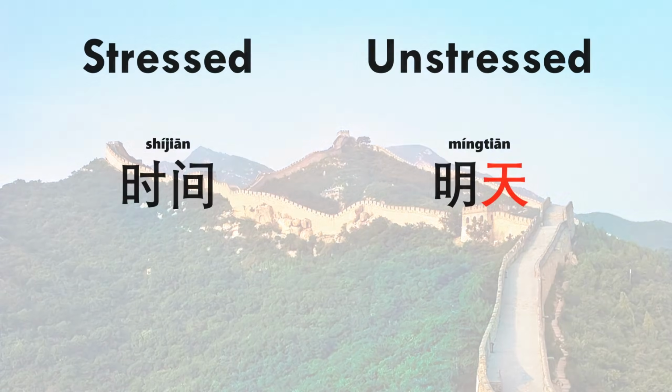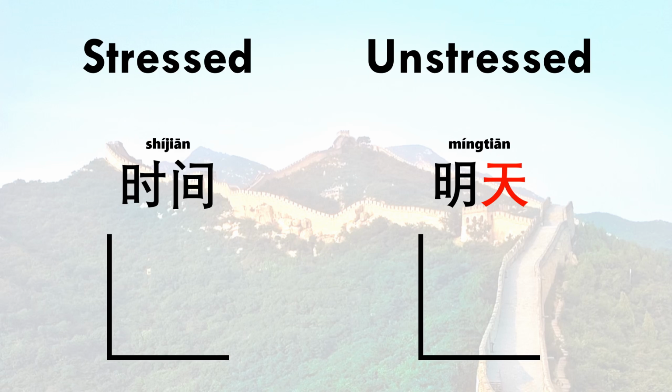Alright, let's start with the first tone. High level is the stressed version. 时间, you notice that the 间 is high throughout. Versus the unstressed version, 明天, the 天 is lower than the point where the 明 climbs to. So if I were to graph pitch over time, here's what it would look like. 时, that's rising from a mid-level to a high level. This is tone 2. And then 间 is high.